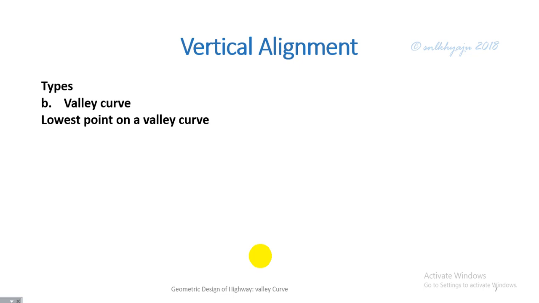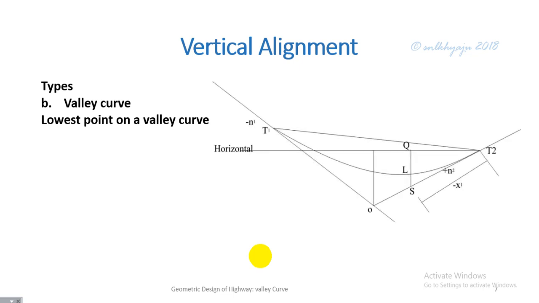In a symmetrical valley curve, that is, the grade n1 must be equal to n2. For the symmetrical valley curve, the lowest point on the curve will be where this angle bisector line cuts the curve. The intersection point of the curve and the angle bisector is the lowest point on the symmetrical curve, that is, when n1 equals n2.